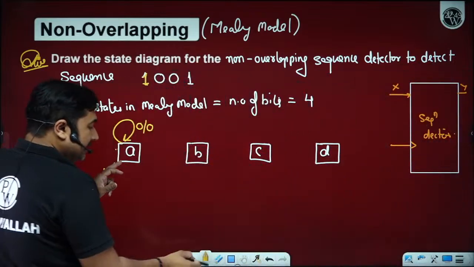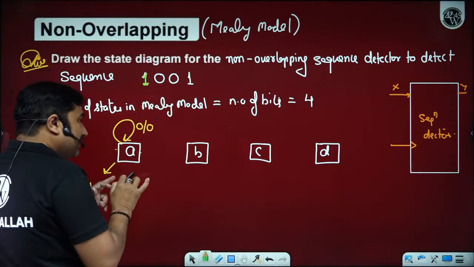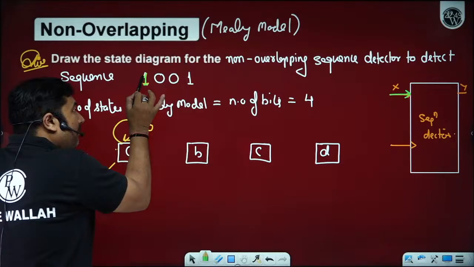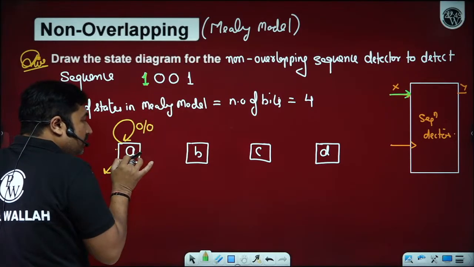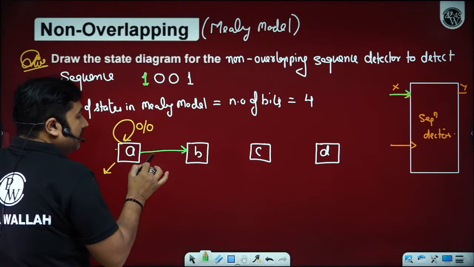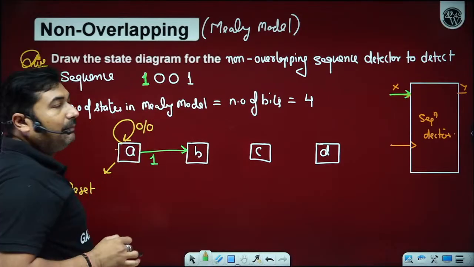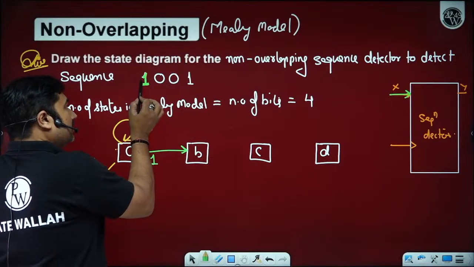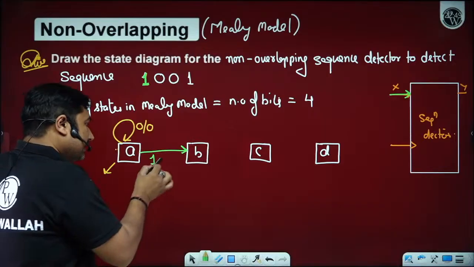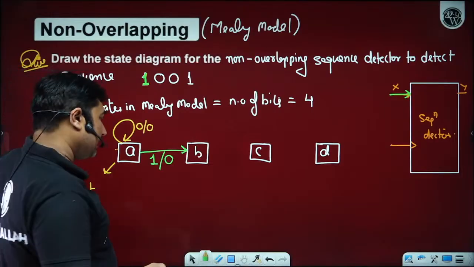If you are on state A, and input X equals 1 is received at the input X of the sequence detector, then it means it is part of the required set of sequence. So you have to move from state A to state B. Is it okay? So when input 1 is received, you have moved to state B because 1 is the required bit of the input in the required sequence detector. However, the output will remain 0 because the entire set of sequence has not yet been detected.